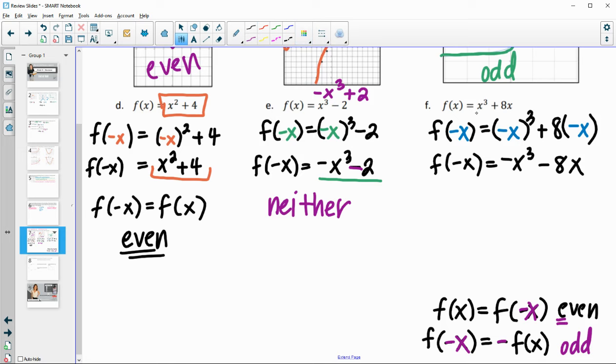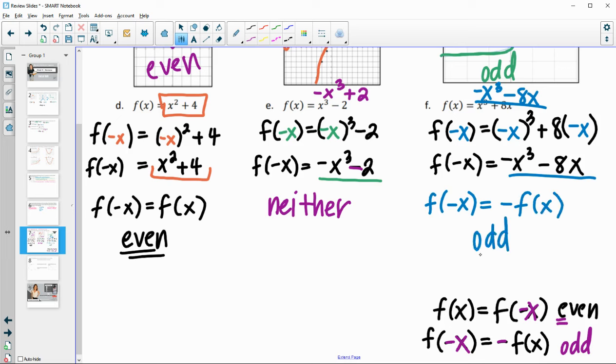But if we do the opposite of this, the opposite of x cubed is negative x cubed. The opposite of positive 8x is negative 8x. This is the same as this. So f of negative x is equal to the opposite of our original function. So this means that f of x is odd.